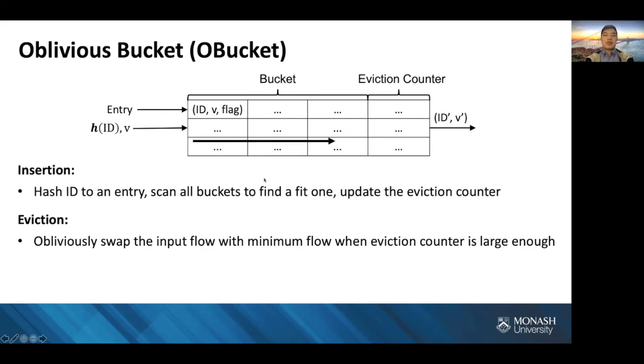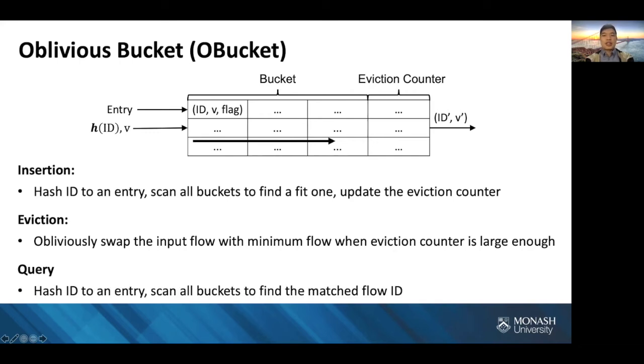This eviction process will scan the entry again, depending on the eviction counter size as well as the availability of buckets. The output can be a dummy flow, whose value will be 0, or identical to the input flow, or the minimal flow among all the buckets in this entry. The query is very similar to the insertion. It will scan the entire entry and return the matching flow, or if it cannot find a match, it will return 0.